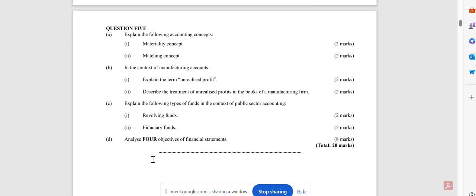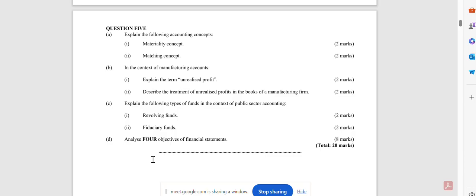Then analyze 4 objectives of financial statements. So under international accounting standards, we normally have 4 objectives of financial statements. There are only 4, and we are going to discuss that under accounting theory. 1 is understandability. 2 is relevance. 3 is comparability. I've said comparability, understandability, relevance, and the other one is, why am I forgetting the 4th one? Who can remember the other one? Comparability, relevance, understandability, and reliability. Yeah.